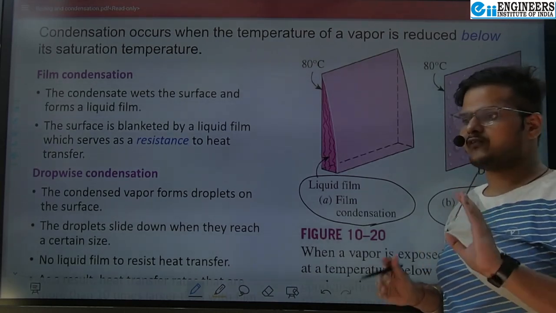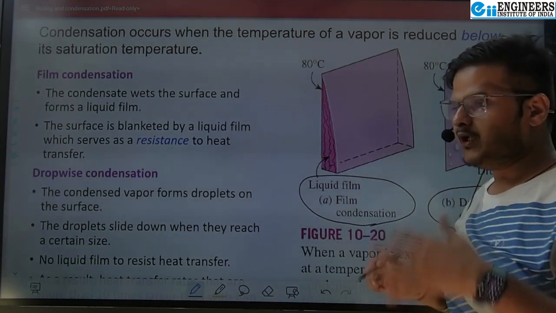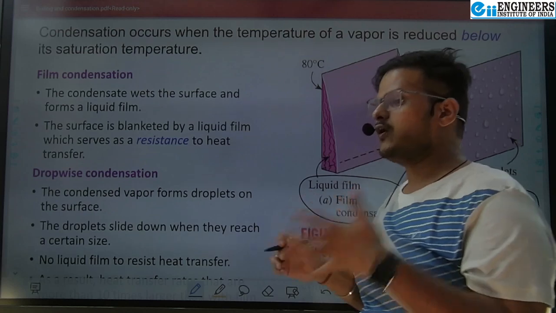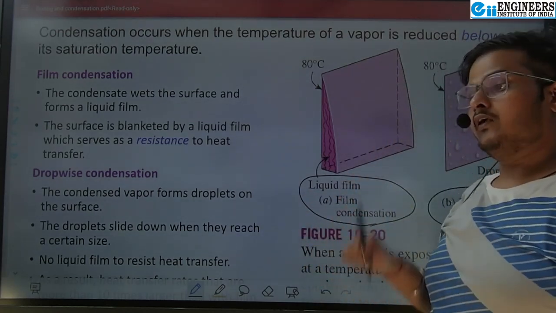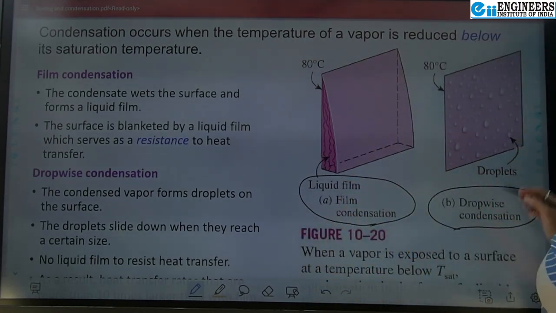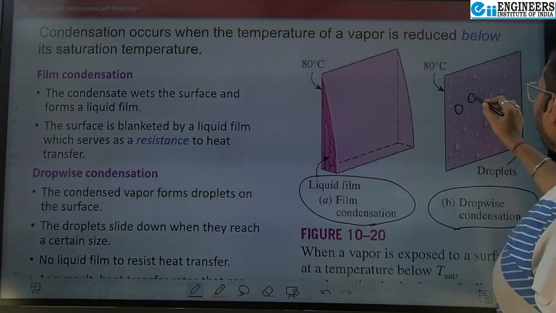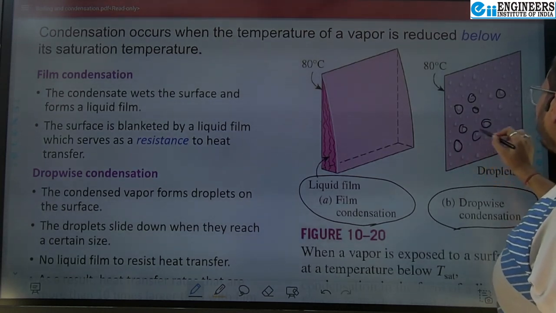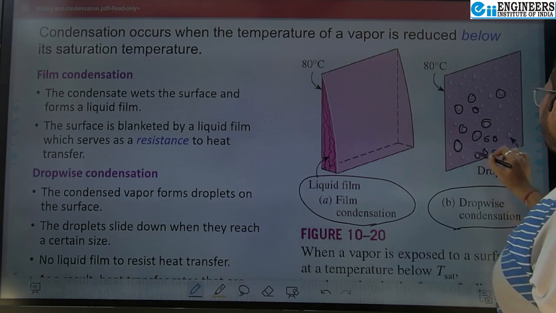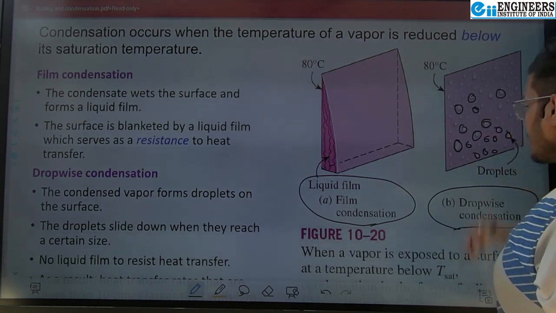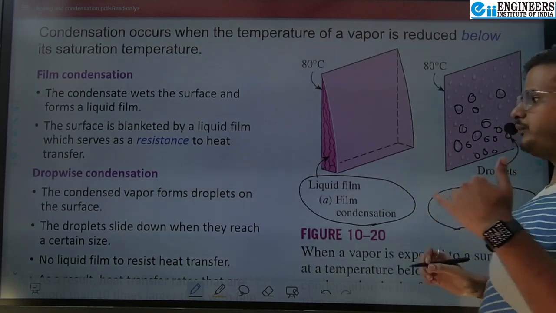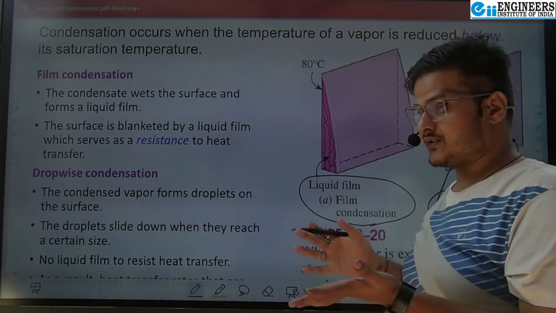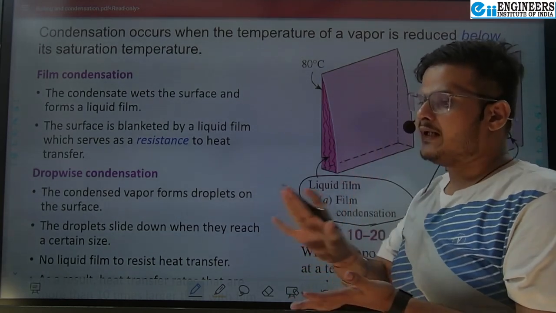As the whole surface is blanketed by the liquid film, the resistance towards the heat transfer will be severe. Whereas in droplet, what happens? Some portions are occupied by the water drop, some portions are open to the ambient, some portions are condensate, some portions have open space. So this causes less resistance to the heat transfer process.